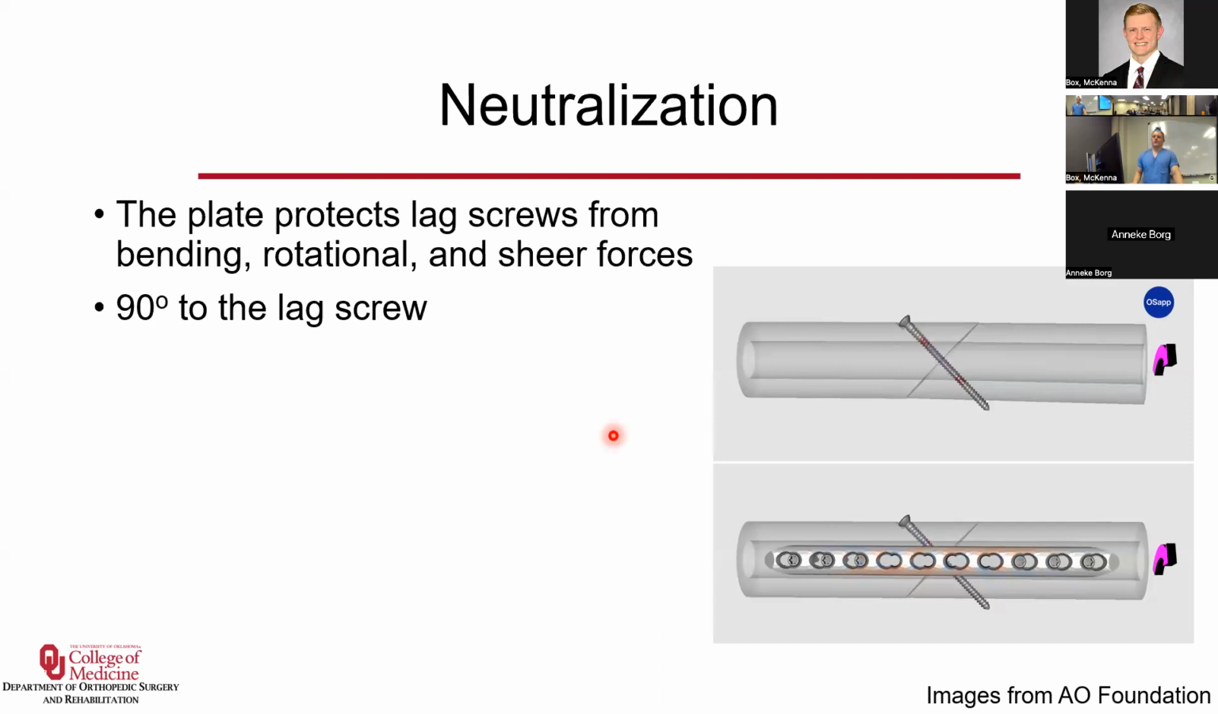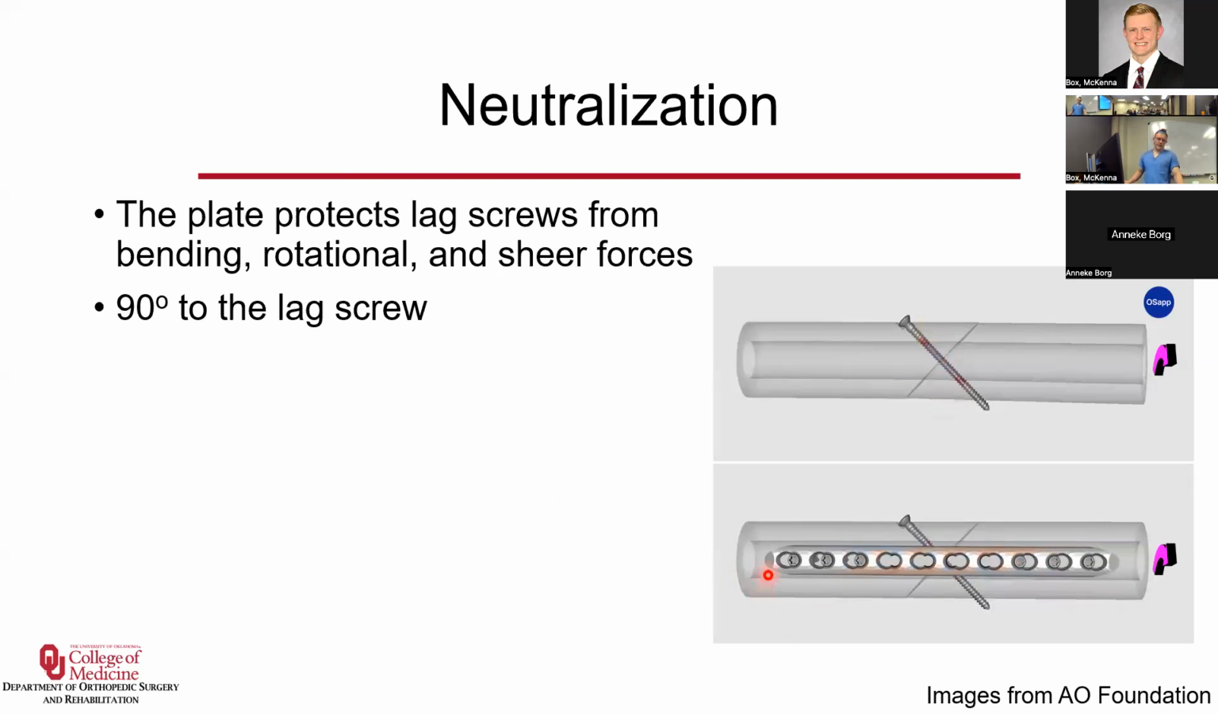So the first thing to go over is neutralization plating. Basically, neutralization plating is kind of a combination between using a lag screw and using a plate. How this works is, if you place a lag screw, it's going to help prevent these pieces from moving and provide compression, but it's really not going to have a ton of strength versus bending, rotational, and shear forces.